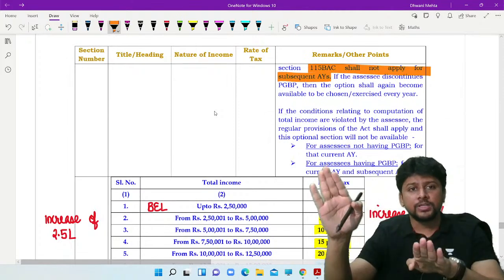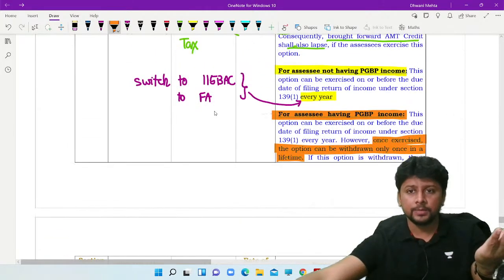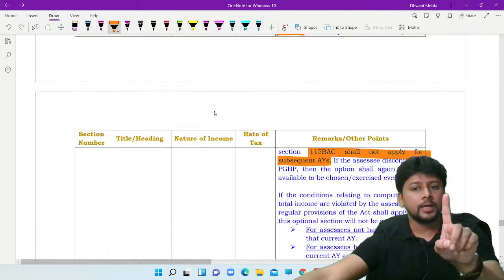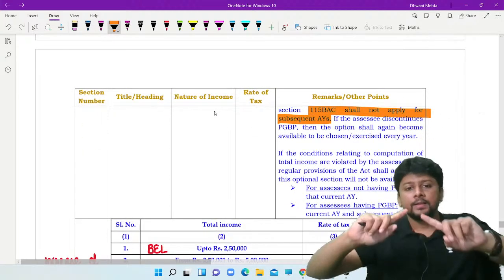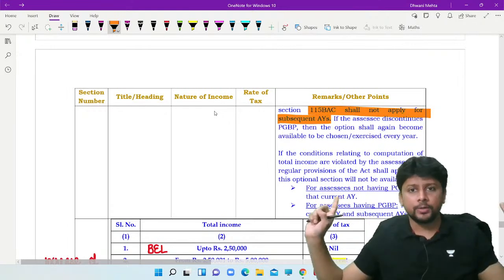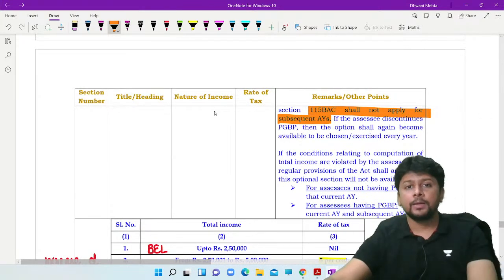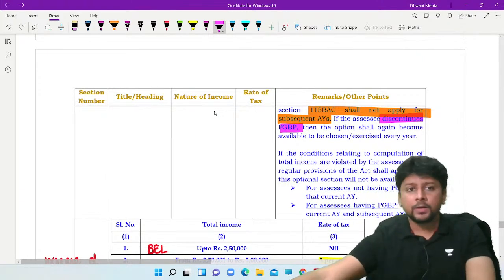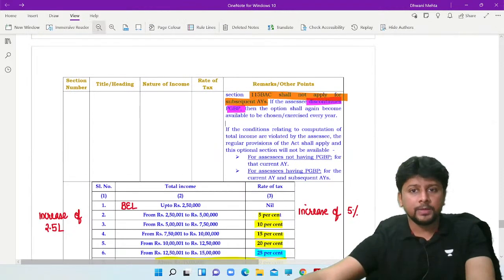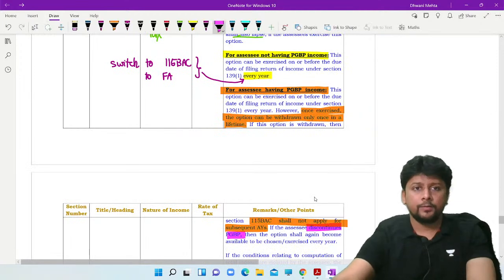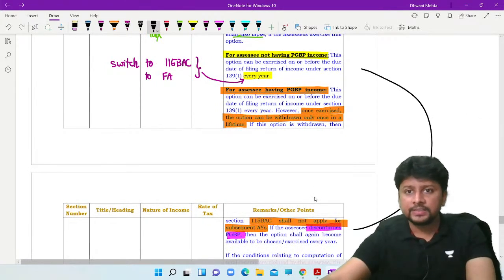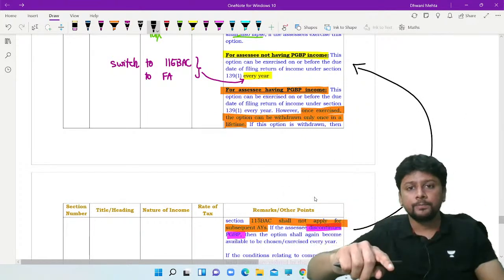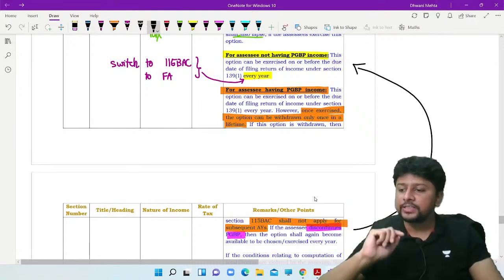If you discontinue your PGBP, we are talking about an assessee who has PGBP income. You opted for BAC, then you continue with BAC. Once in your lifetime, you'll be allowed to withdraw it. Achha, if you withdraw it, then 115 BAC is no longer applicable to you. It will again become applicable to you only in one situation, when you discontinue your PGBP. Because if you now discontinue PGBP, then you will fall back into this category, not having PGBP. Now you can come back to 115 BAC and still pay tax at the concessional rate.